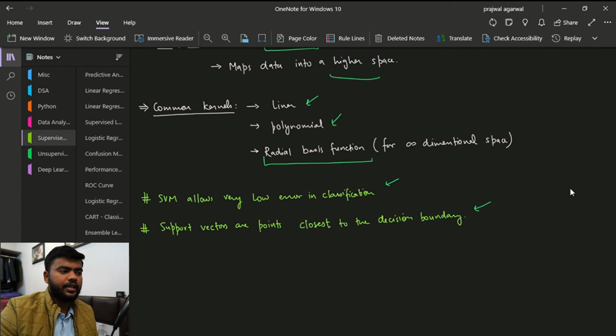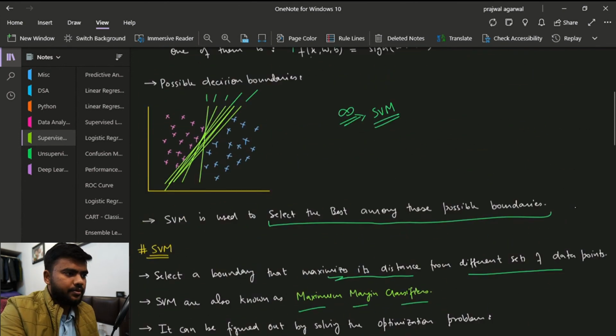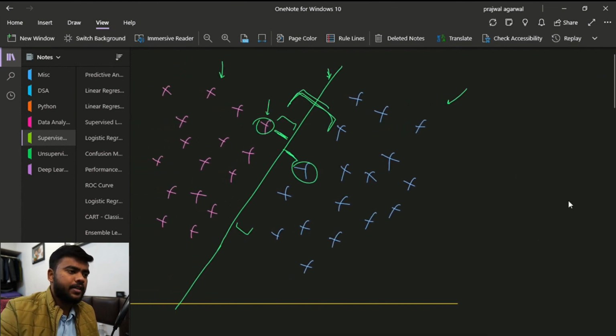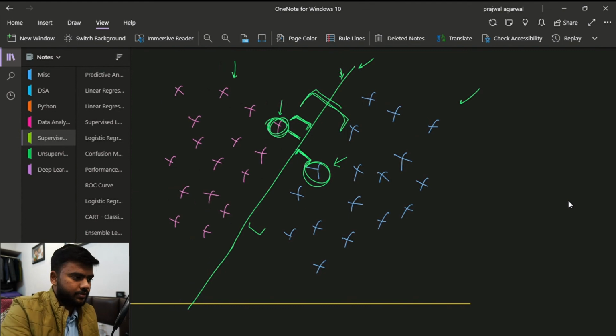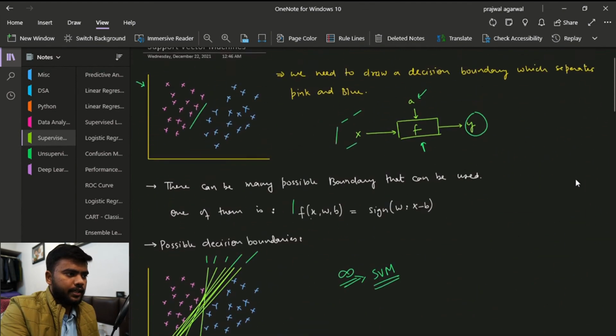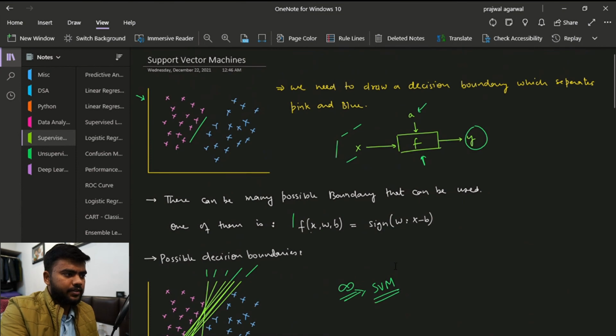One thing that we have to discuss before this video ends: what are support vectors? Support vectors are these points. The points which are closest to the decision boundary are called support vectors. So basically, the points from which you are maximizing the distance of the decision boundary are called support vectors. This was one point that you should know. By doing this we are done with support vector machines.